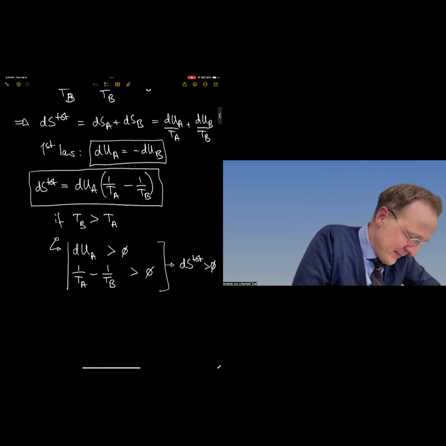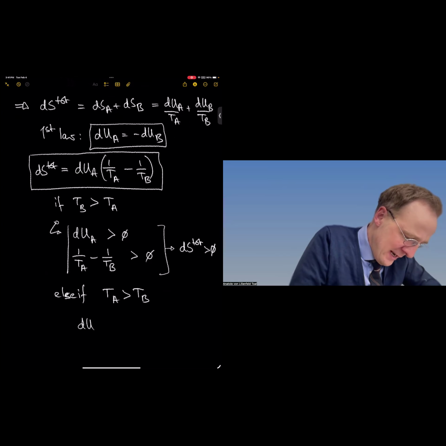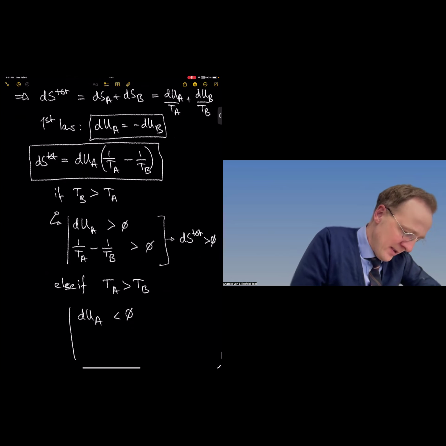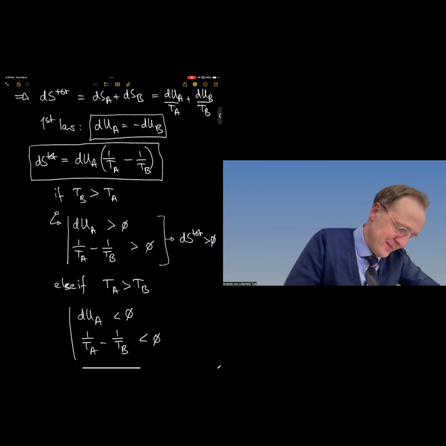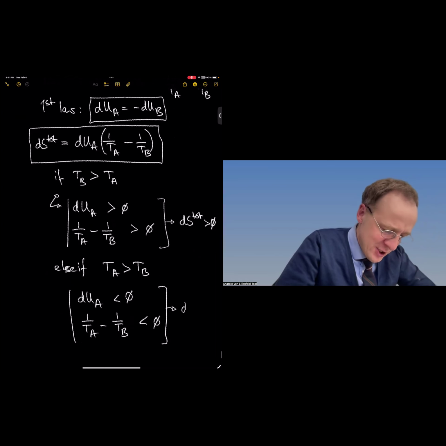Now, else, if TA is larger than TB, well, then my dU_A must be smaller than 0. But also my 1 over TA minus 1 over TB must be smaller than 0. And so if I multiply two negative numbers with each other, I get again dS_tot larger than 0.